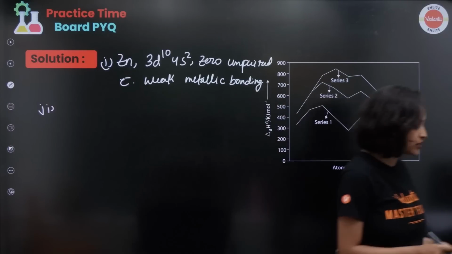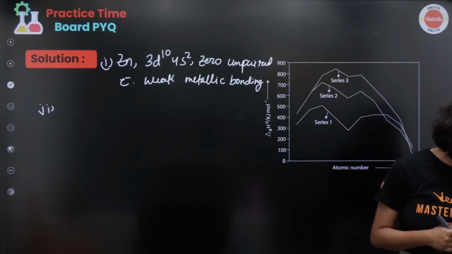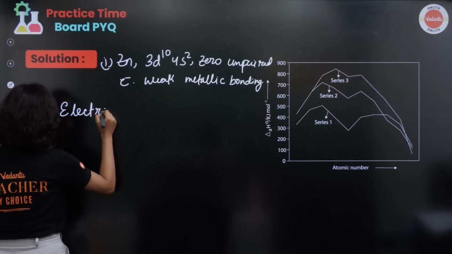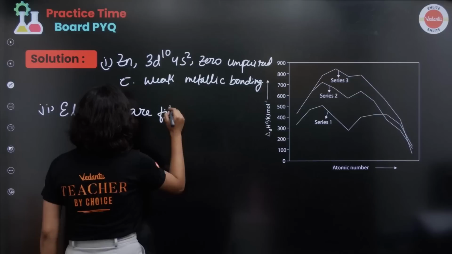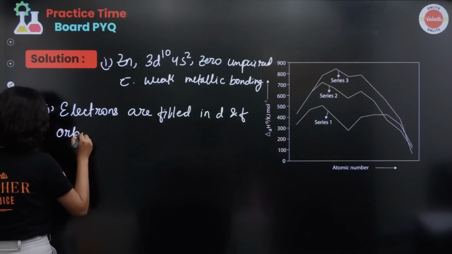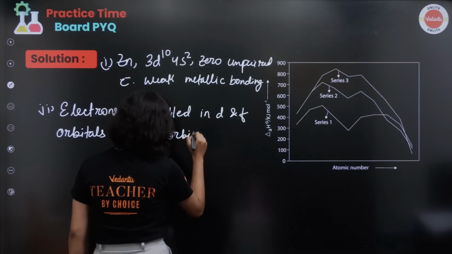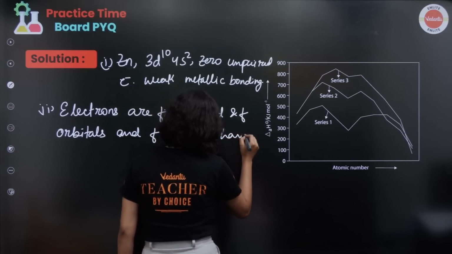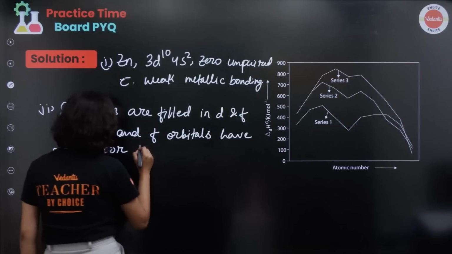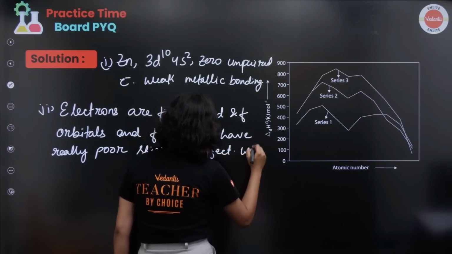Yes. So the answer is going to be, electrons are filled in d and f orbitals, and f orbitals have a really poor shielding effect, which is why the shielding effect of f orbital is lower than that of d orbital.